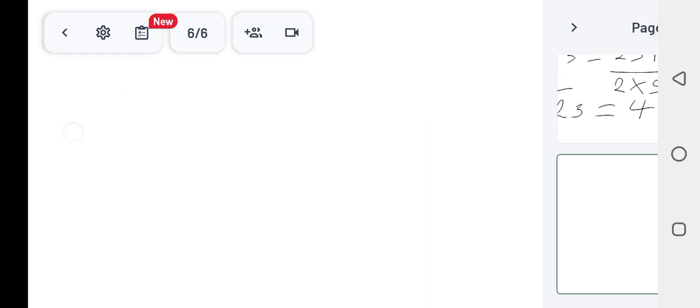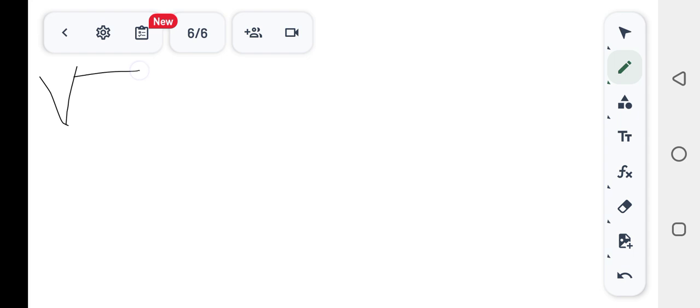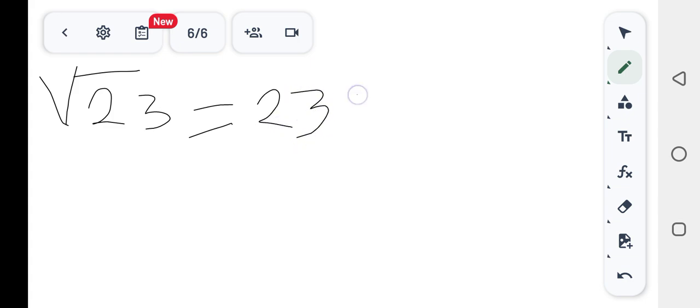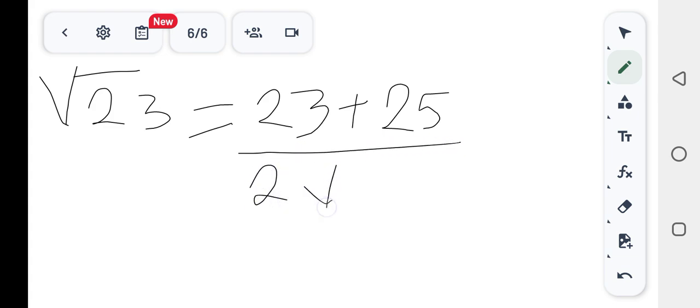Okay, now for example, we have the square root of 23. 23 is not a perfect square. So how can you look for the square root of 23? Using the formula, which says the non-perfect square number is 23 plus the nearest perfect square. Now, the nearest perfect square to 23 is 25, because the square root of 25 is 5. Okay, all divided by 2 multiplied by the square root of the nearest perfect square, which is also 25.